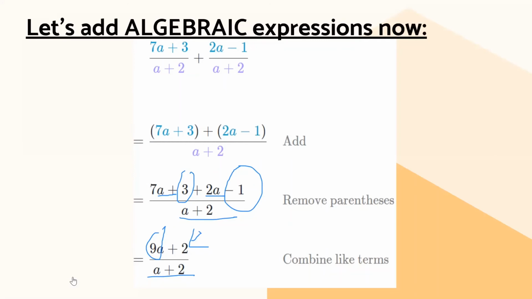Any questions so far? These are like easy stuff, okay?